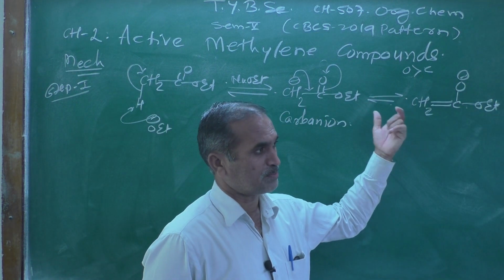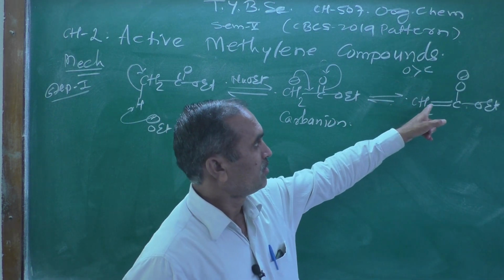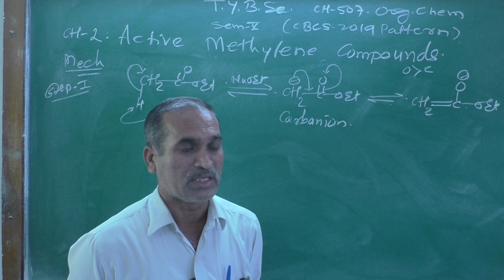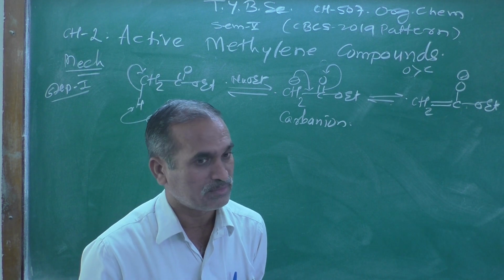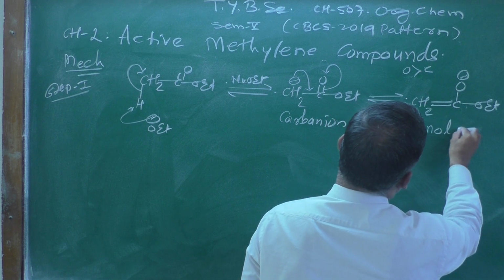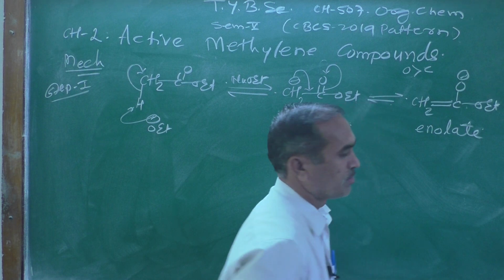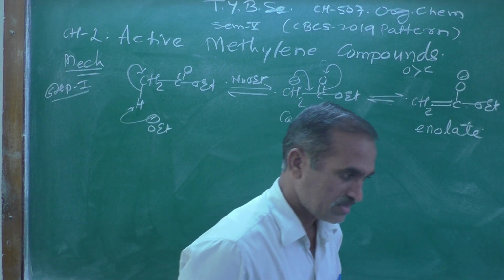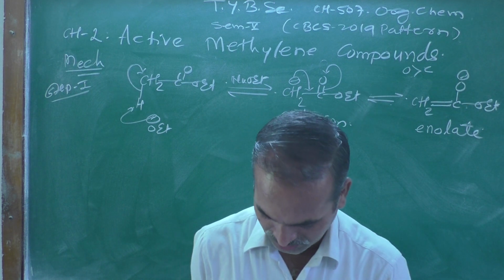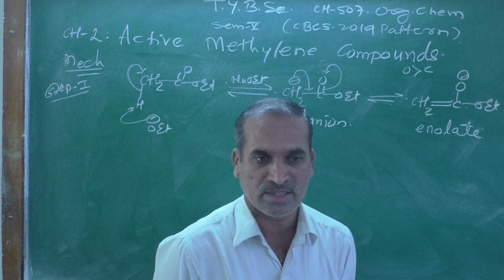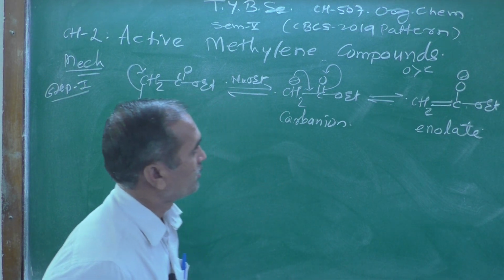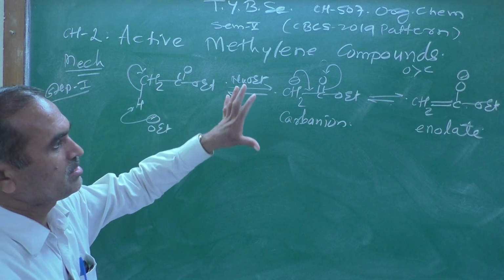When such species are formed, it has a special name. When an oxygen atom carries a negative charge adjacent to a double bond, this species has one special name. Do you remember it? This species is generally known as an enolate, and we have already seen it in our previous lecture, Sem-V, while studying the aldol condensation reaction. The only difference is that here we are using an ester, and there we used either a ketone or an aldehyde. So this is the situation in the first step.